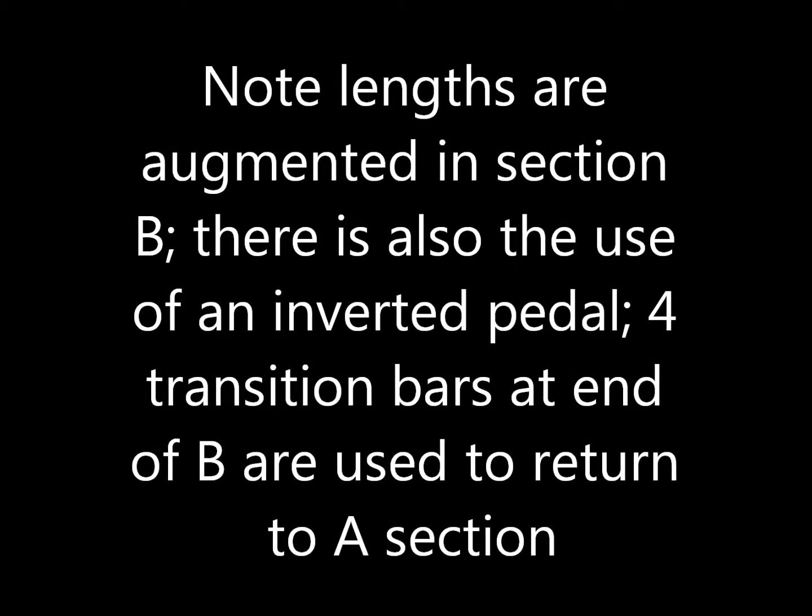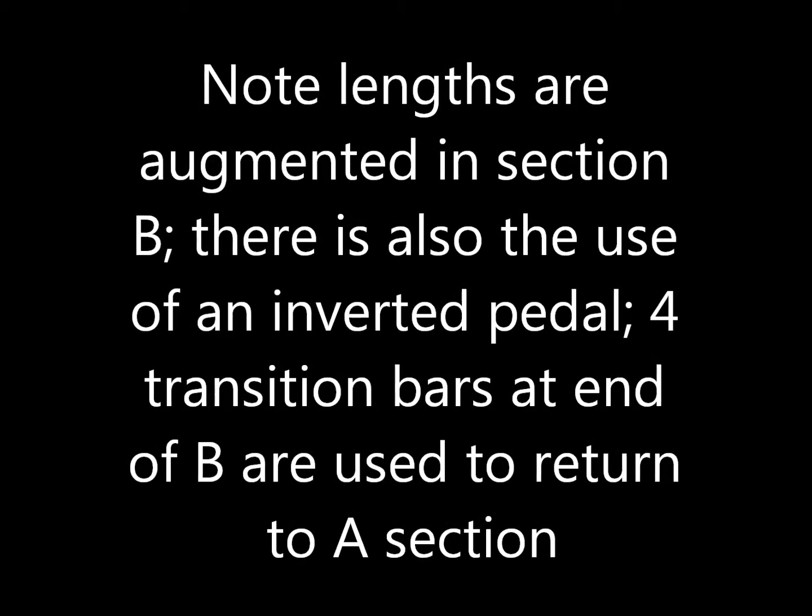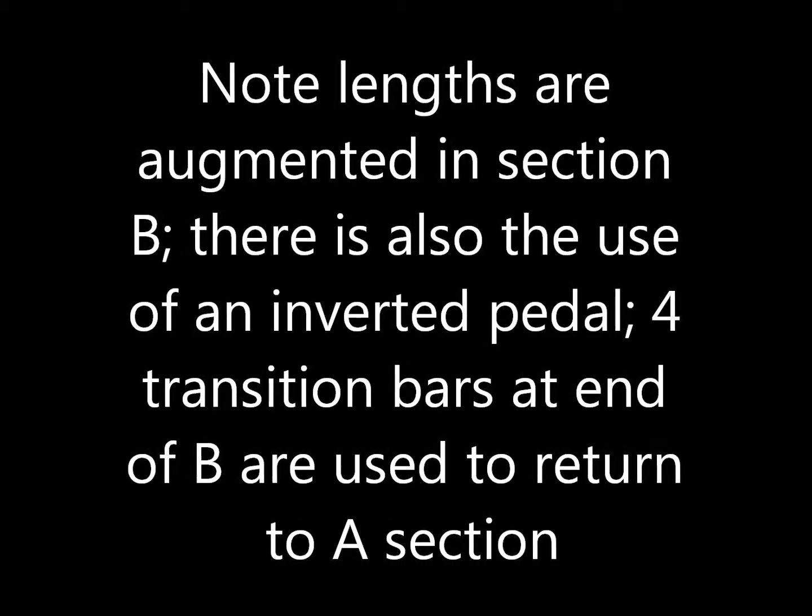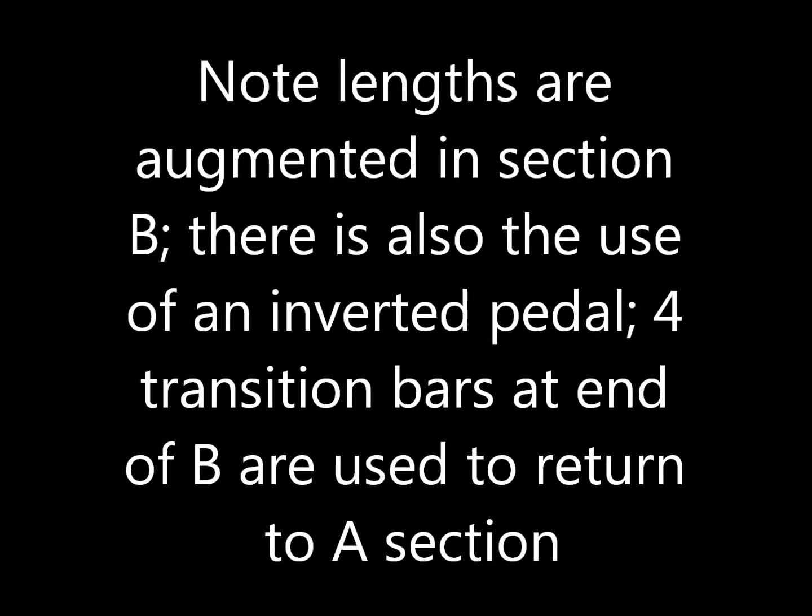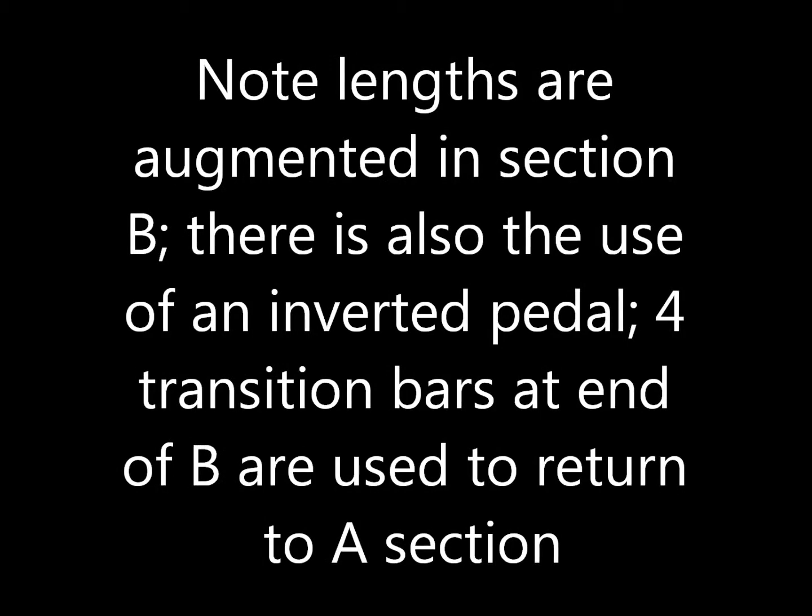Although this B section is in C sharp minor, Chopin explores other keys. The harmonies pass through G sharp minor and F sharp minor.